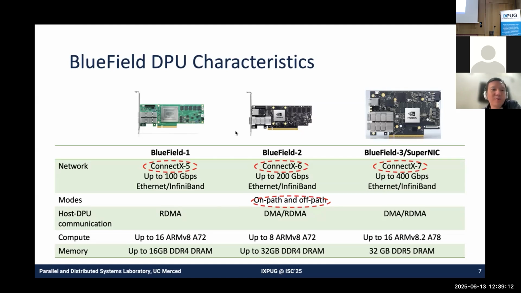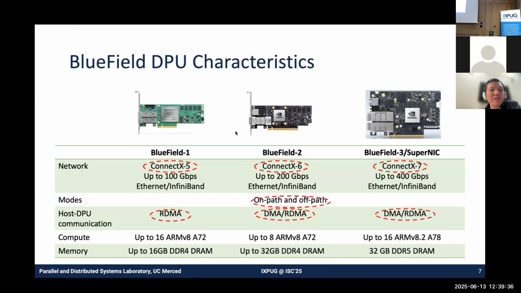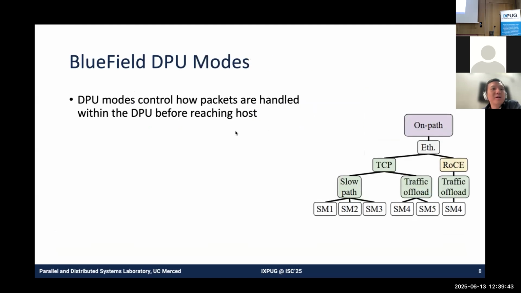Broadly speaking, we can split it into on-path mode and off-path mode, okay? And for communication between the host and DPU, you can either use RDMA primitives or you can use DMA primitives provided by the DMA engine in the BlueField 2 and BlueField 3. Compute and memory, I think, have been discussed by other talks, and I want to skip that for this talk. First of all, I want to introduce one thing before we go further about the communication level studies. One is about what the DPU modes are, okay?